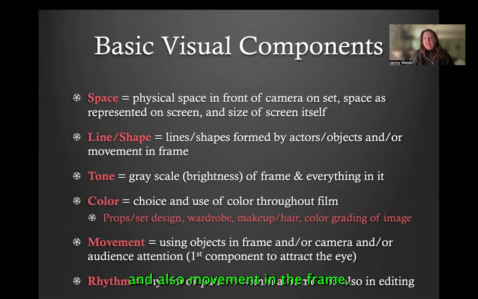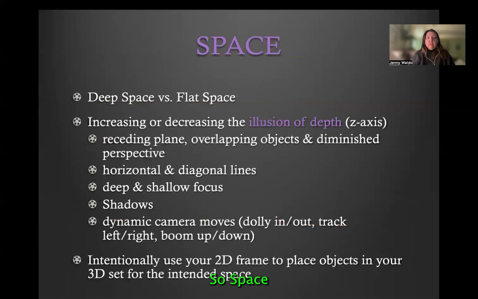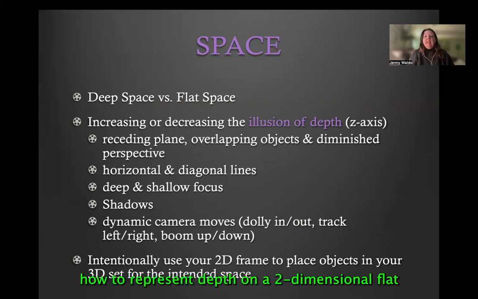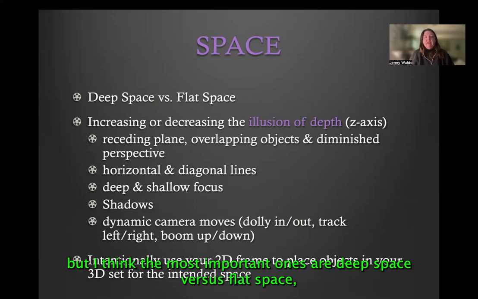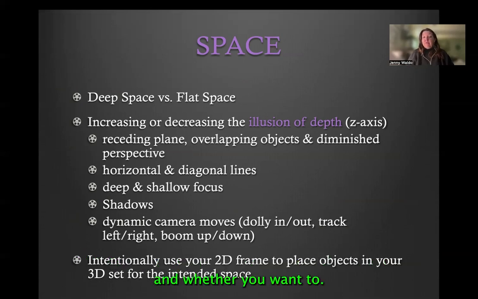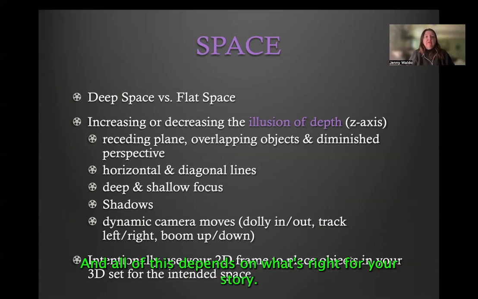And then line and shape is quite simply the lines and shapes formed by actors or objects, and also movement in the frame. Space, most simply put, is how to represent depth on a two-dimensional flat image. Bruce Block goes into other aspects of space, but I think the most important ones are deep space versus flat space, which is how do you create a sense of depth in your frame and whether you want to. All of this depends on what's right for your story.